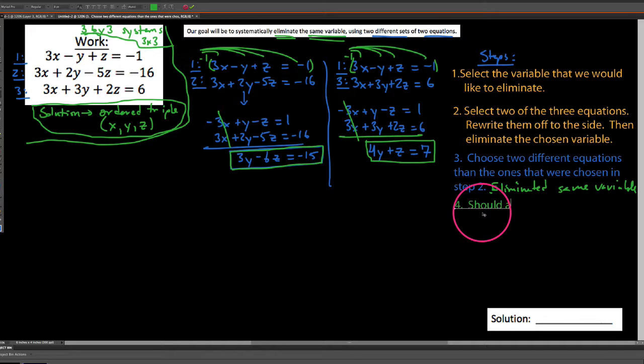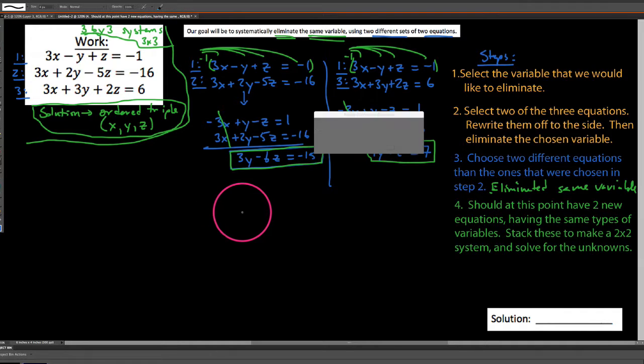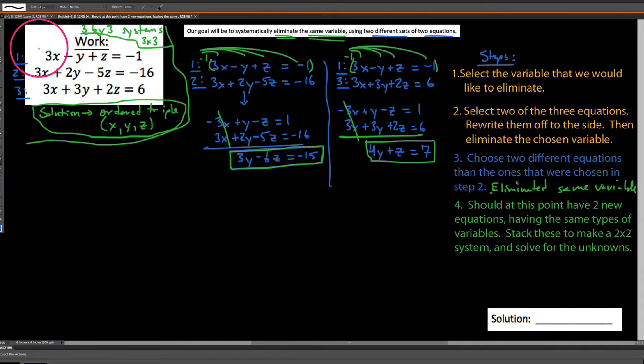We should, at this point, have 2 new equations having the same types of variables. So we're going to stack these to make a 2x2 system and solve for the unknowns. So this now just became solving a 2x2 system from a 3x3 system. So what would that look like when I do this? Well, I tend to, once I've gotten my work done here, put a couple of arrows like this, and I say, well, you know what, I'm going to stack these together.